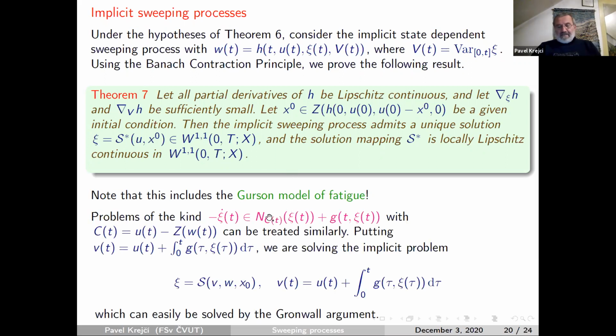And now, there is another kind of implicit problem in the literature. Very often you see problems like minus Xi dot of T, element of the normal cone to C of T of Xi of T, plus another source term G of T and Xi of T. But again, if you rewrite it in terms of the variation inequality, we are about to solve the implicit problem, Xi equal to the solution operator of the Kurzweil integral variation inequality with input V, where V is U plus the integral of G of tau, Xi of tau d tau. So again, the Gronwall argument will work.